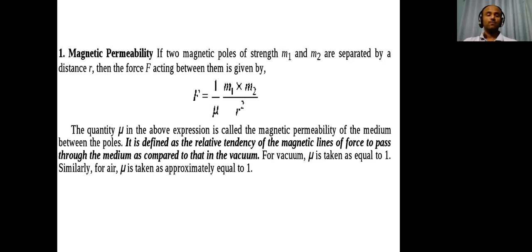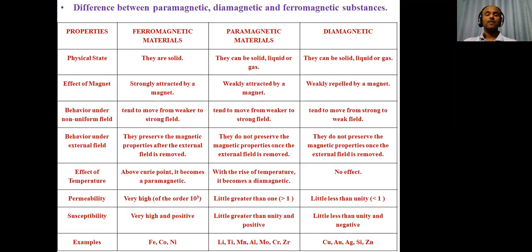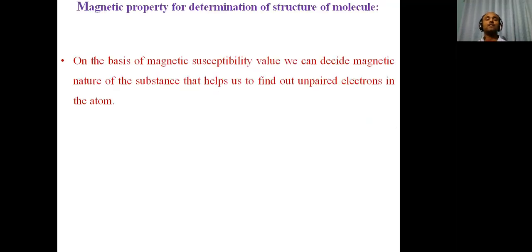Now these properties, that is magnetic permeability and susceptibility, we have already discussed. The differences between paramagnetic, diamagnetic and ferromagnetic substances we have also discussed at the beginning of this video. And the last point is magnetic property for structure determination. On the basis of the magnetic susceptibility value, we can decide the magnetic nature of the substance, that is, whether it is paramagnetic, diamagnetic or ferromagnetic. On the basis of that, we can find out the unpaired electrons present in the atom. This helps us in determining hybridization and structure.